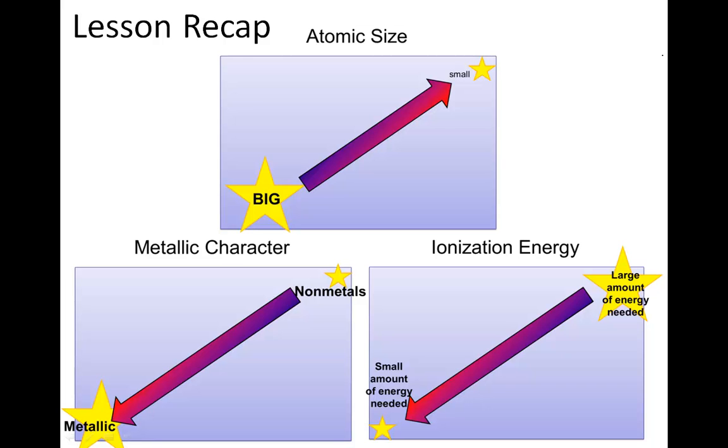All right, so to recap all this. Atomic size is largest in the bottom left-hand corner. Metallic character is largest in the bottom left-hand corner. And ionization energy is highest in the top right-hand corner. So in keeping these straight, think about what trends you can have, think about what groups are, think about what periods are, and what you can learn simply from looking at the periodic table.